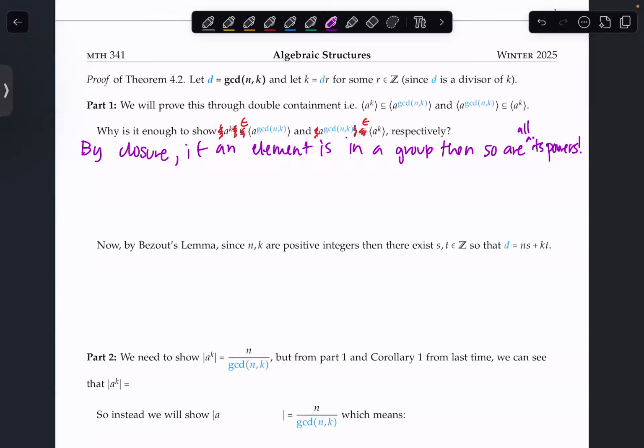Okay, so in part 1, that's what we're going to do. We're going to show that the generators are inside of all of our cyclic groups here in both directions. We'll need this fancy theorem called Bezout's theorem. We'll go over what that means next time.